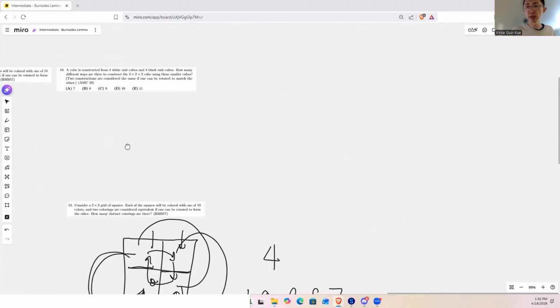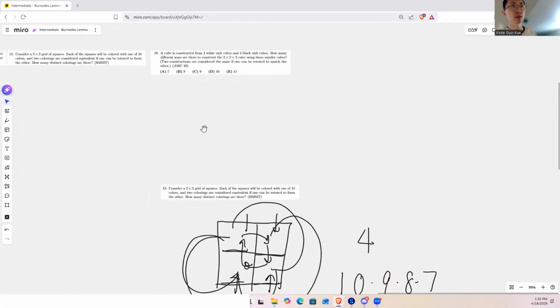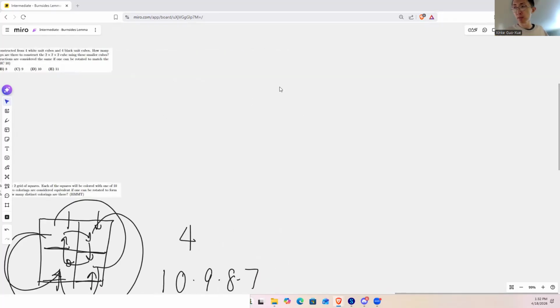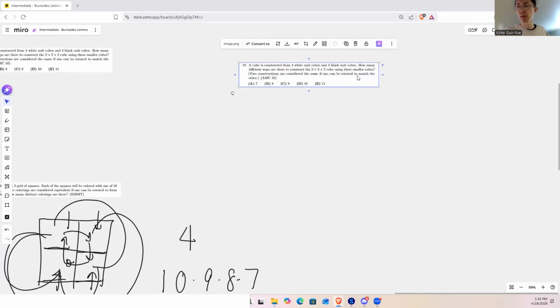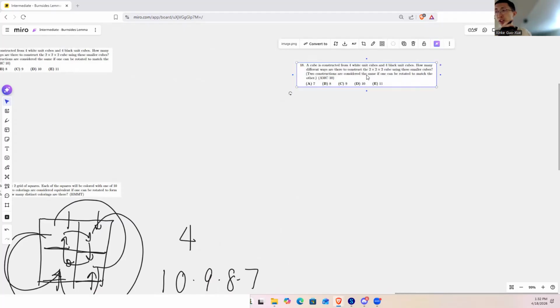Let me know if there's any questions. Okay. So let's look at 18. A cube is constructed from 4 white squares and 4 black squares. How many different ways are there to construct a 2 by 2 by 2 cube using these smaller cubes?